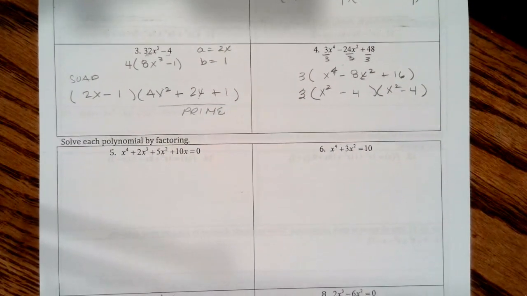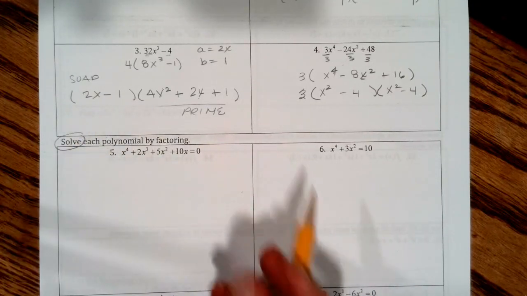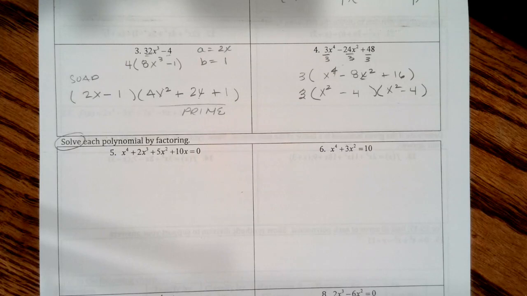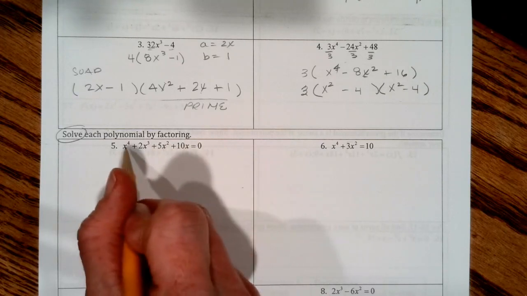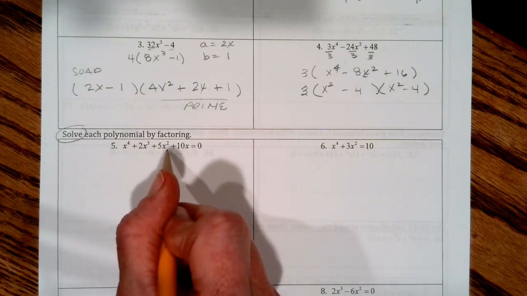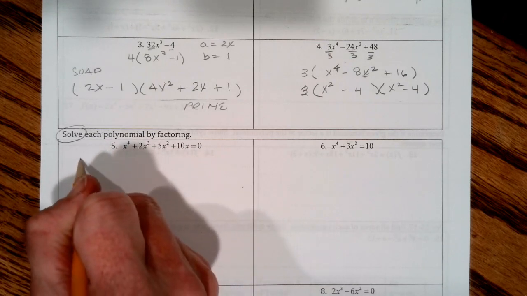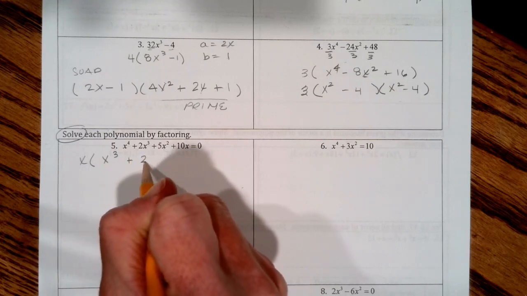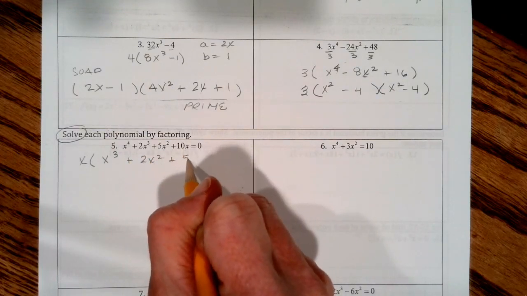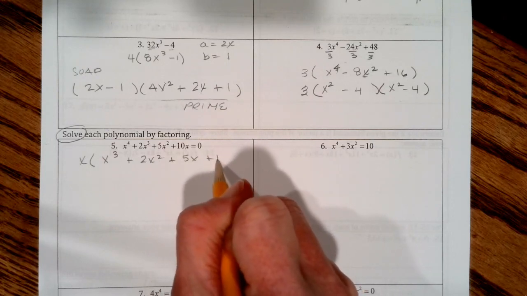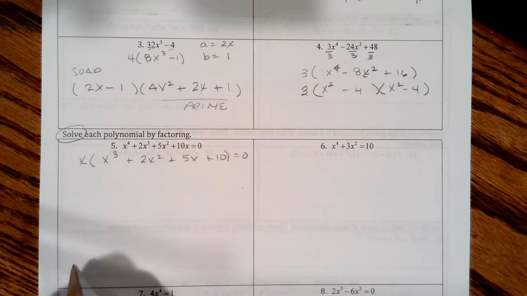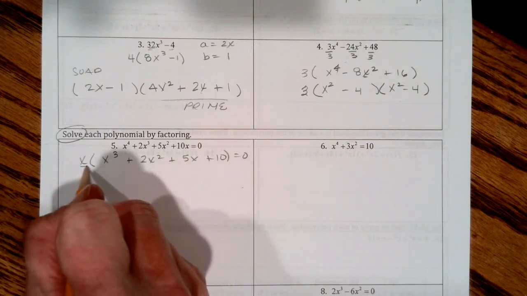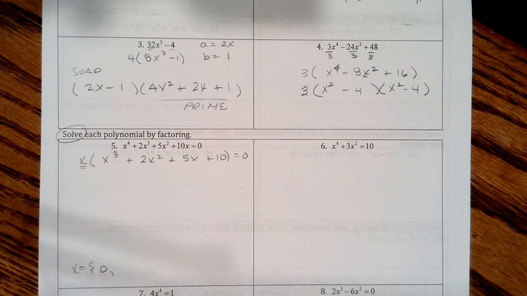All right, when I solve, now I'm solving, which means I need to find answers for my variables. Okay, so I have my fourths, my squareds, my quadratics, and my linears. I'm going to go ahead and take out an x, and that leaves me with x cubed plus 2x squared plus 5x plus 10 is equal to 0. So I know right away I have one of my answers. X is equal to 0 for that x.